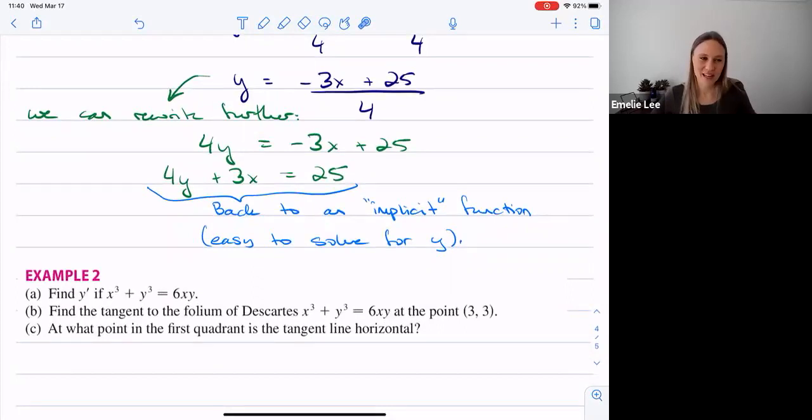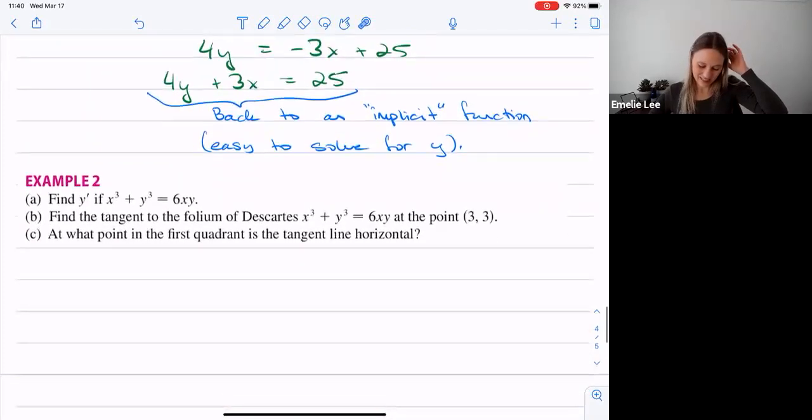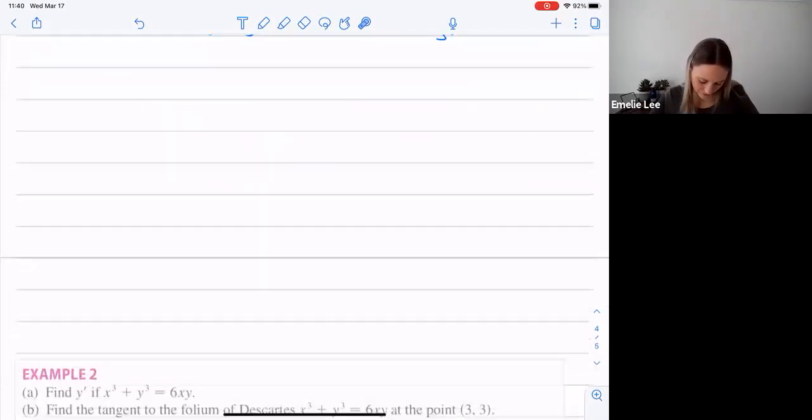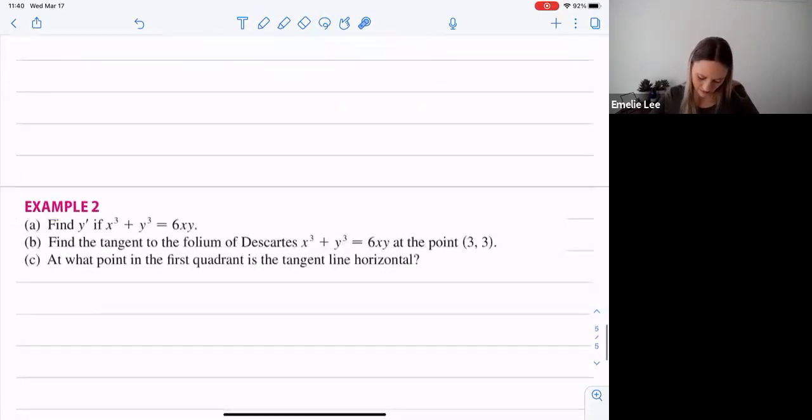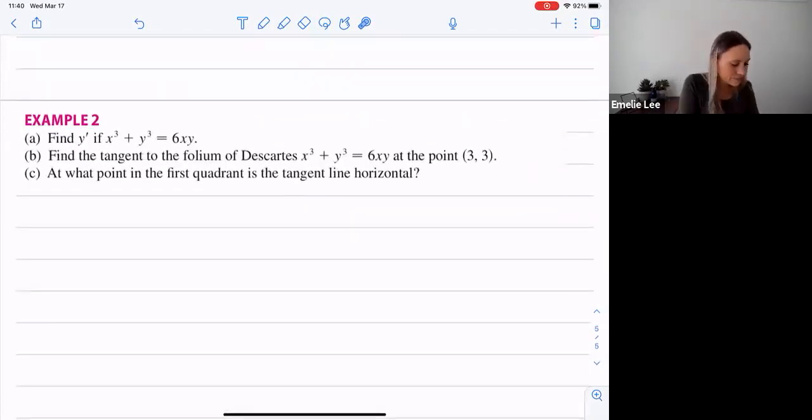Let's try tackling this Folium of Descartes. Oh, maybe I should put it on a fresh page. It's kind of a big one. Nice to start fresh. If you try it on your own, that might be nice. Looks like David already is.